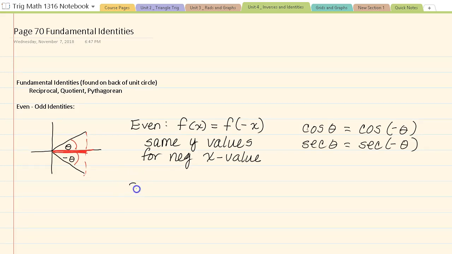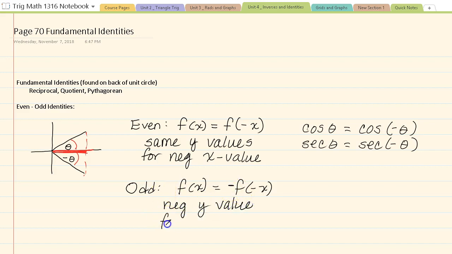The other one is an odd function. And that's when we have our f of x. If we plug in a negative x value for our function, we actually end up getting a negative. So in other words, we get a negative y value for our negative x value that we plugged in.